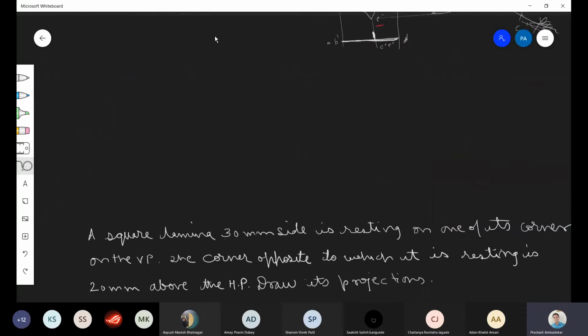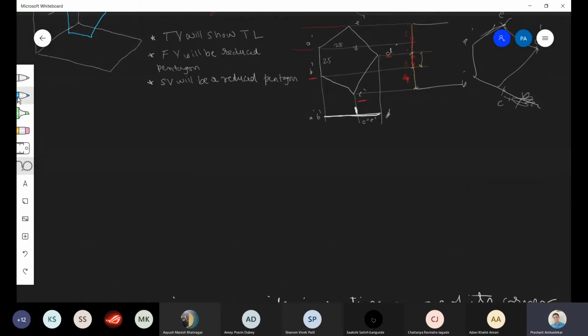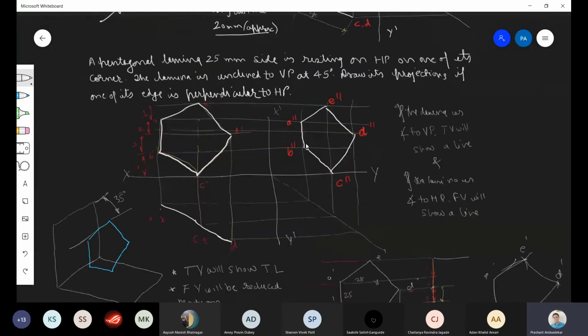So how will we start? We'll start like this. We'll first draw the XY line. And this lamina is inclined to VP, so what will we do? We will consider it as parallel to VP. You read the question: the lamina is inclined to VP. So if it is inclined to VP, we will initially consider it as parallel to VP. If it is inclined to HP, we will initially consider it as parallel to HP.